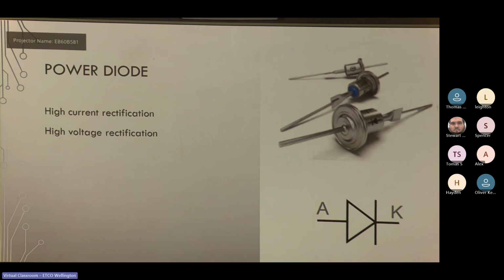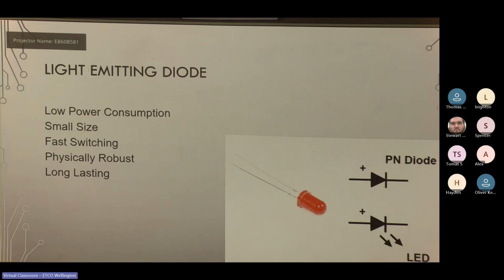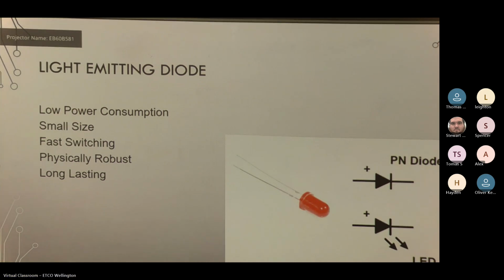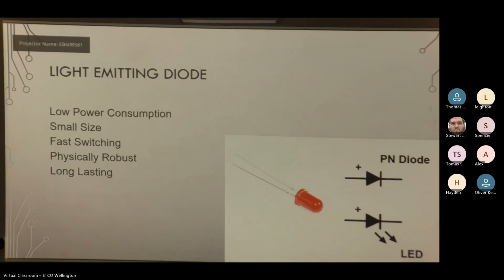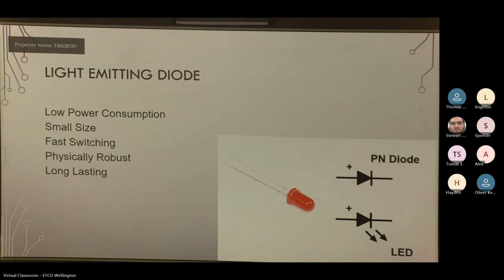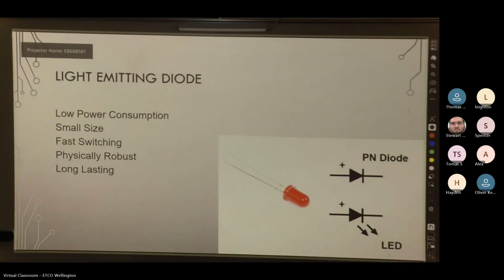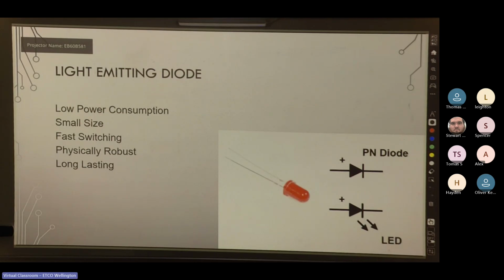Cool. So moving on. And then, of course, we have our LEDs. Sorry, I'm just going to adjust the screen a little bit. That's better.